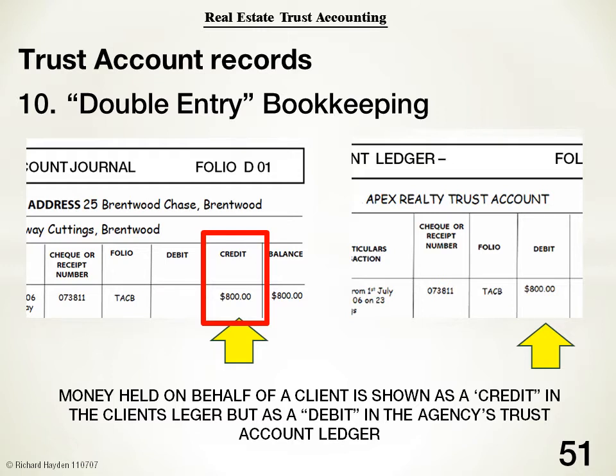Now if we look at the Apex Realty side, we can see it's actually shown as a debit. Now this is what double entry bookkeeping is all about, and that is one balances the other, so that we have a credit on one side and a debit on the other side. So money held on behalf of a client is shown as a credit in the client's ledger, but as a debit in the agency's trust account ledger.